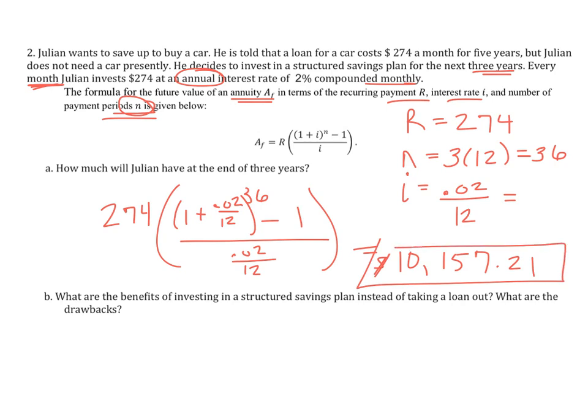The last question in this part says, what are the benefits of investing in a structured savings plan instead of taking a loan out, and what are the drawbacks? Well, taking a loan, you're owing the bank money, but if you make a savings plan, you don't owe anyone any money. You're just gaining money on your money. The interest that you're being charged for this problem, you're not being charged that interest. You're adding interest to the money that you have already saved. With a loan, you're gaining interest, but towards the loan, meaning that you need to pay more money to the bank. Hope that makes sense with what annuity is and what a loan is.